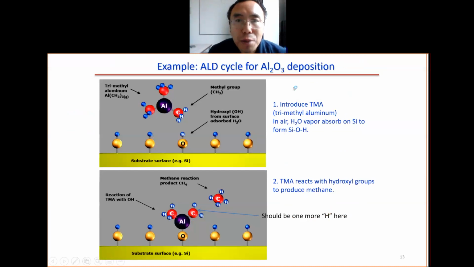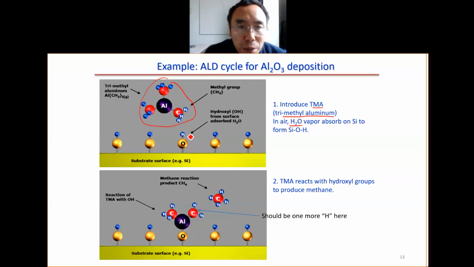Here, look at the example of the aluminum oxide deposition. First, we use this gas. It's called TMA, trimethyl aluminum. So this is the trimethyl aluminum. And we also use water vapor for the chemical reaction. So first, we introduce TMA, trimethyl aluminum.